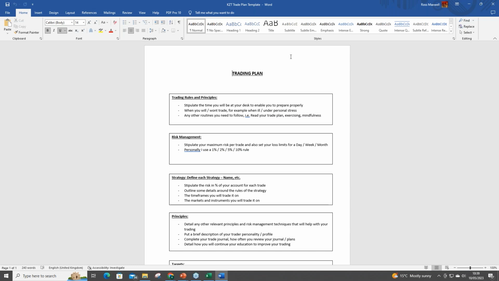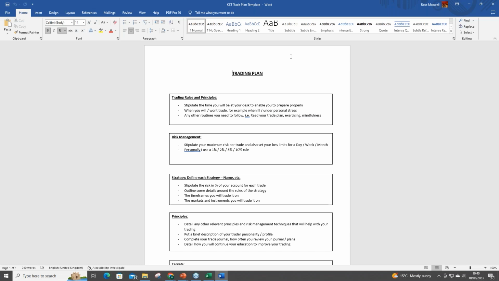And then also any other routines you need to follow. So, do you need to read your trade plan every single morning? Do you want to do exercising? Personally, I do my mindfulness practice before I start trading as well. I need to complete my mindfulness practice because I need to make sure that I'm in the right mindful state to be able to be focused on the markets when I go in. So I have these sorts of things detailed in my trade plan.